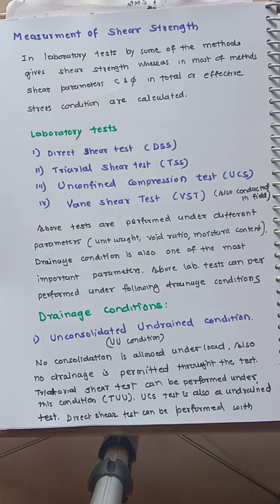Now, the result these tests give, either shear parameters or strength, is highly dependent upon the physical properties of the soil, like unit weight, void ratio, moisture content, etc. The most important parameter on which these tests depend is the drainage condition. After that, the spring analogy concept we will discuss.